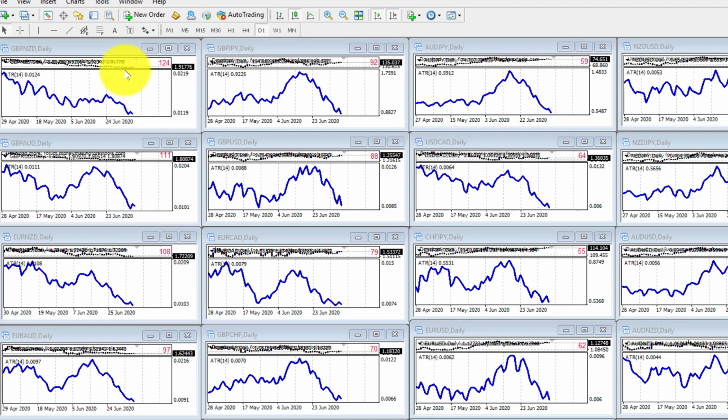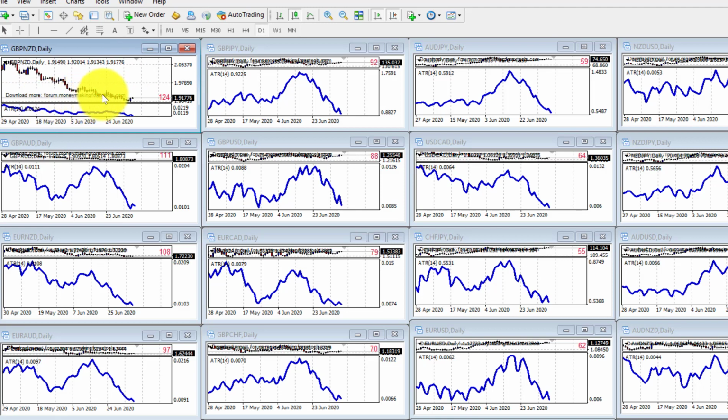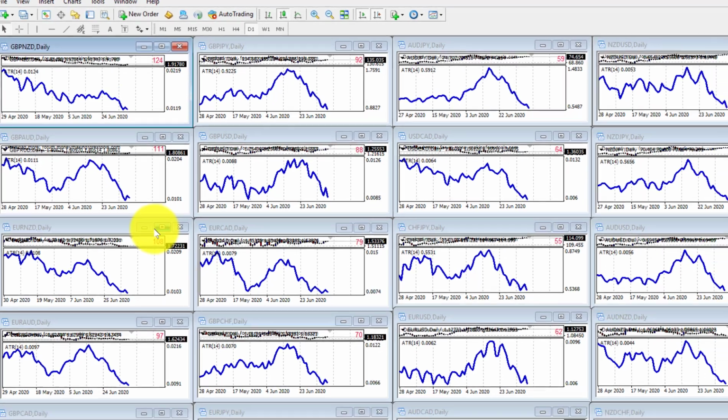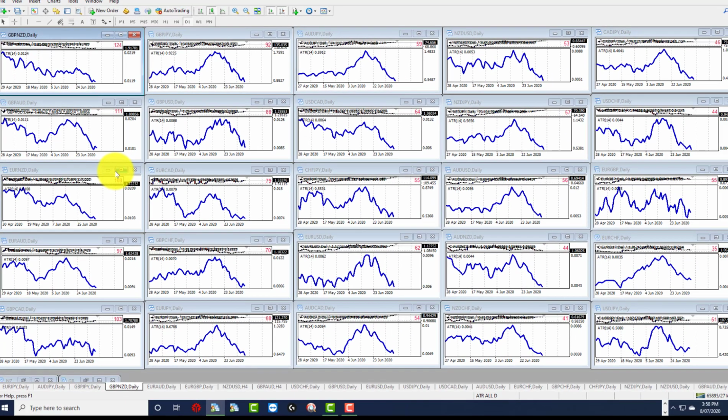What I've also got here is an ATR reader that gives the ATR in pips, because it's so much easier to see it as a number. And then I've got the actual ATR on the screen, so I can see the actual reading, and I can see the shape of the ATR indicator, and they are all going down, and most of them are at their lowest. So now, what does that mean to you and me as Forex traders?